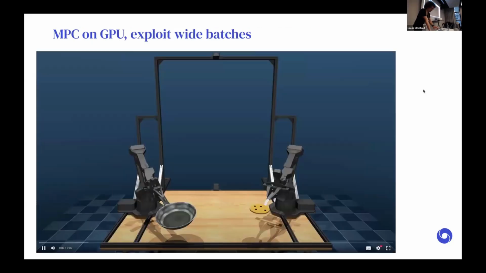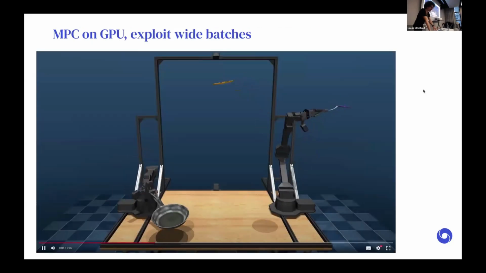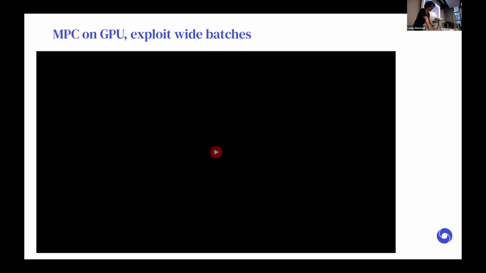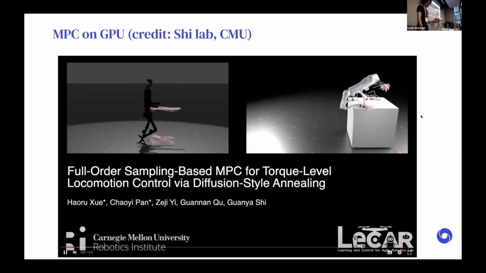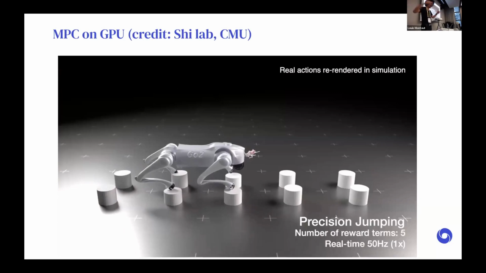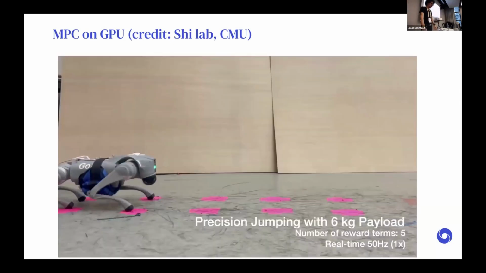And last year, we were trying to show NVIDIA that MuJoCo is good on GPU. So we did this pancake flipping on GPU. And then 2 months ago, these guys used MJX. So this is high width batches on GPUs.